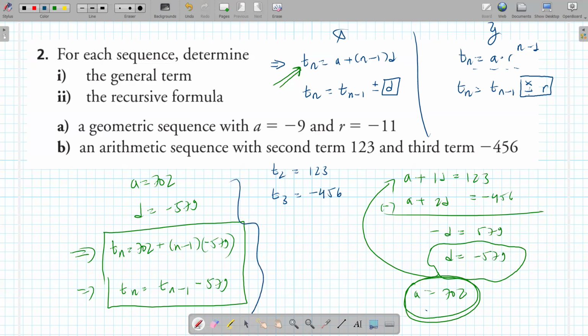This was probably easier here because you're just talking about the first few terms. But if they're talking about the 7th term or 12th term, then this would be way more powerful.